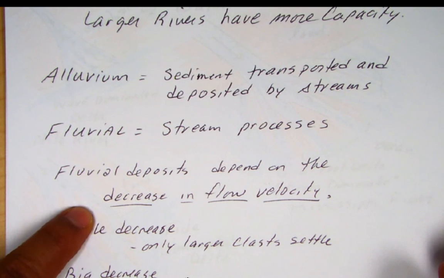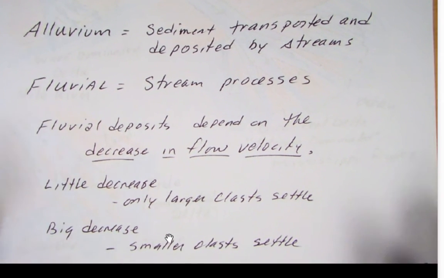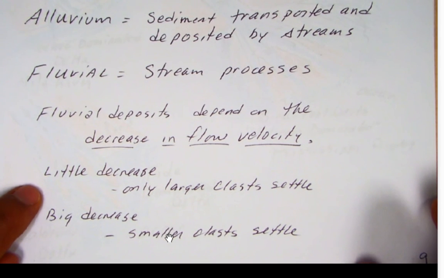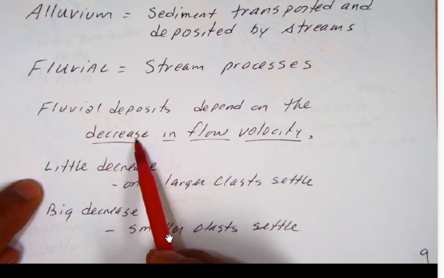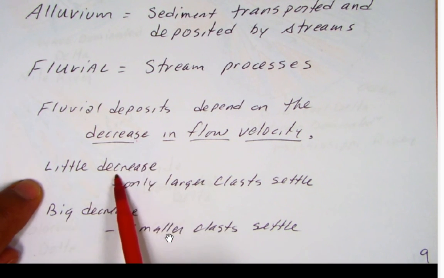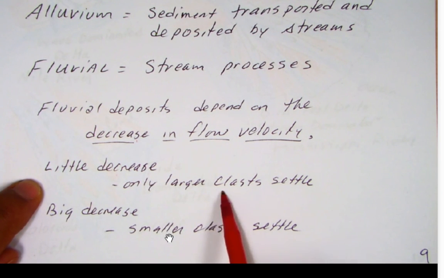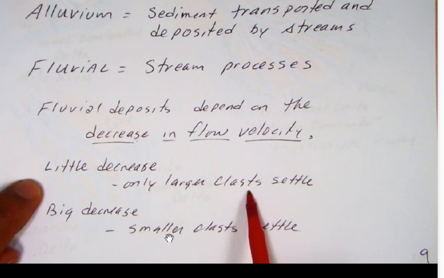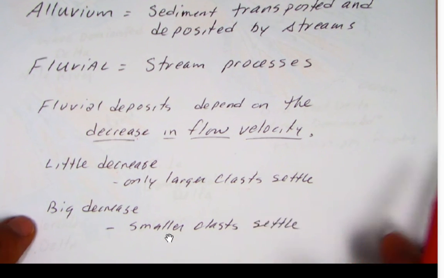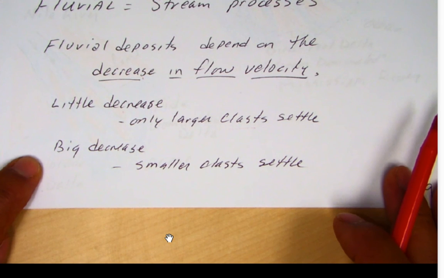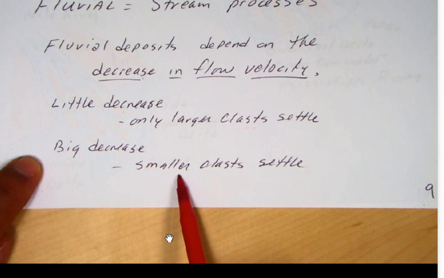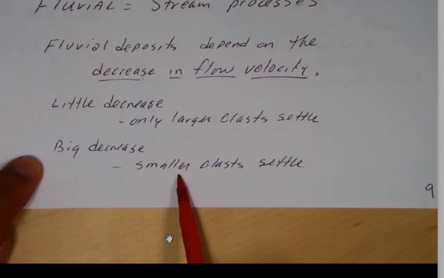So remember, think about that river in its channel has more energy, so it can move more load. But when it floods, it leaves the channel and it drops that load. So if there's a decrease in flow velocity, if it's a small decrease, then only larger clasts will settle out. So those are the bigger, the gravel, maybe sand will settle out. But if you see a big decrease, like in the flood stage where the river leaves its channel, then even the clay and silt will settle.